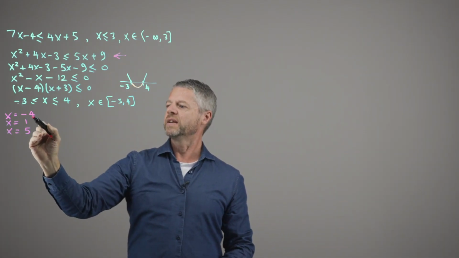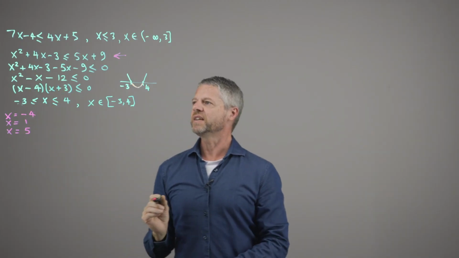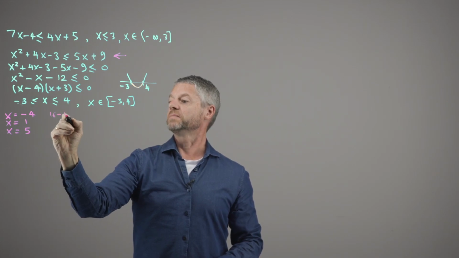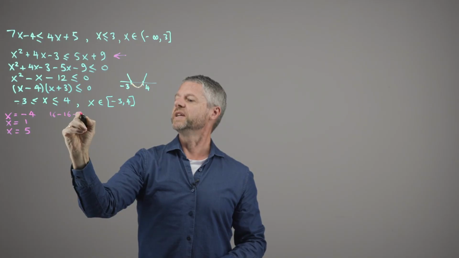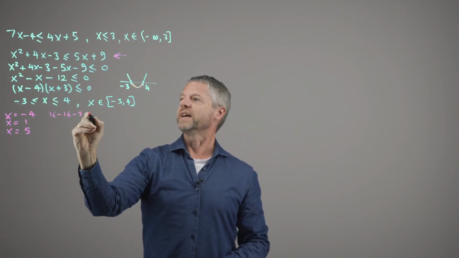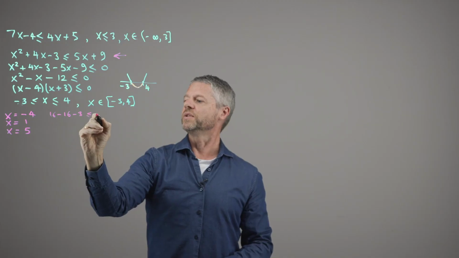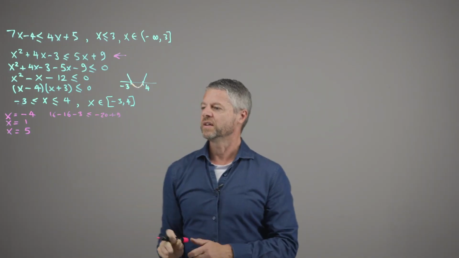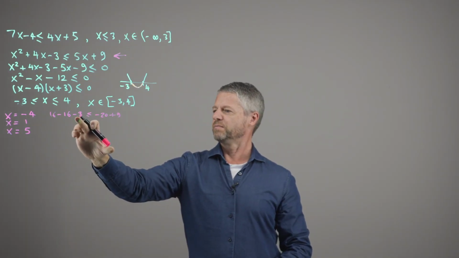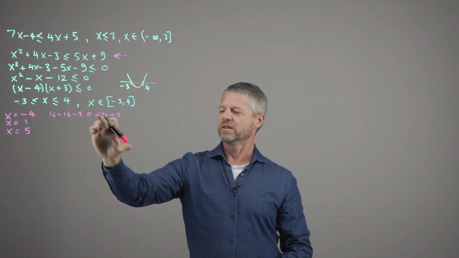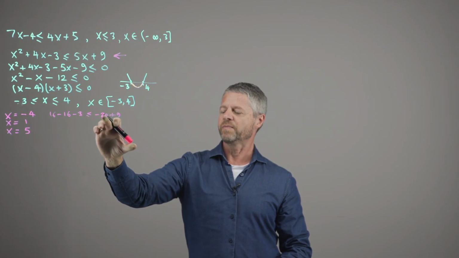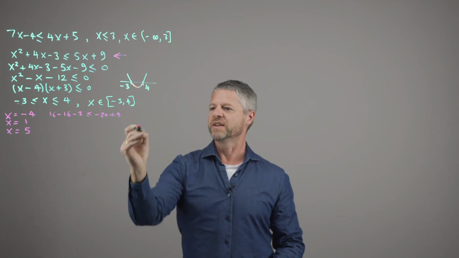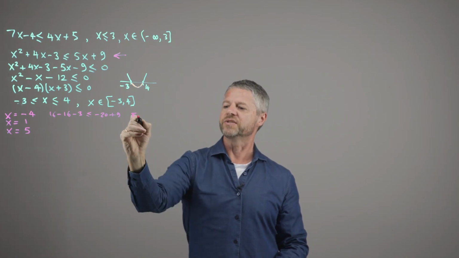So if I plug in minus 4 on the left-hand side, I'm going to have 16 minus 16 minus 3. And we want that to be less than or equal to 5 times minus 4, which is minus 20, plus 9. So we're going to have minus 3 on the left-hand side, and minus 11 on the right-hand side. Minus 3 is not less than minus 11. So this statement is false.